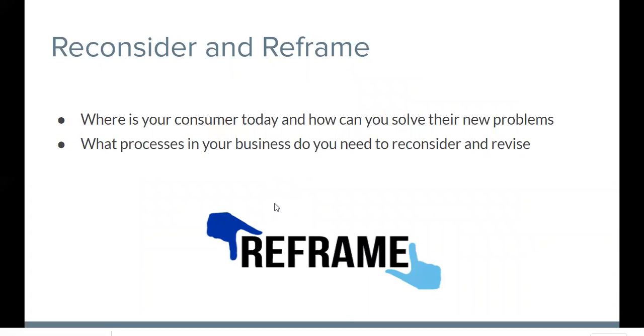I'd like to start with a reframing and reconsideration in two areas. Evaluate where your consumer is and solve their new problems. The world is not the same anymore. We all know that. But what shifts are you making today for tomorrow? What processes in your business do you need to reconsider and revise? Your shipping, packaging, channels of distribution, production processes, messaging, or maybe your customer experience.